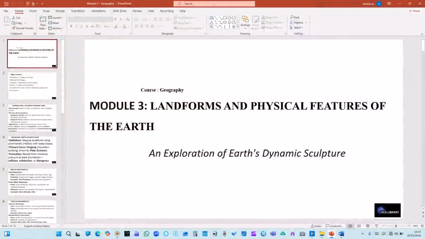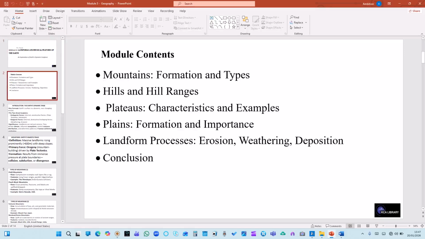In this module, we shall be discussing landforms and physical features of the Earth. That is the exploration of Earth's dynamic sculpture. The module content here includes mountains, that is formation and types, hills and hill ranges, plateaus, characteristics and examples, plains, formation and importance, and landform processes, that is erosion, weathering, and deposition. And we will now draw our conclusion.